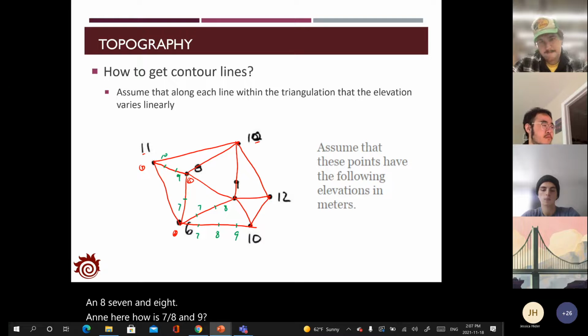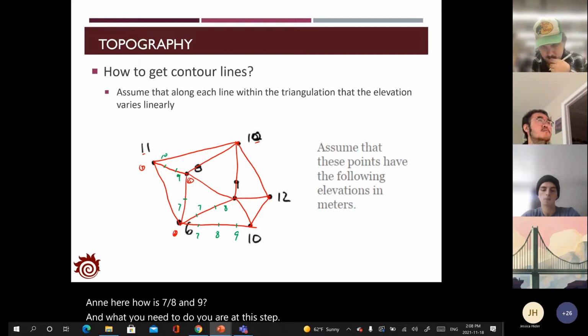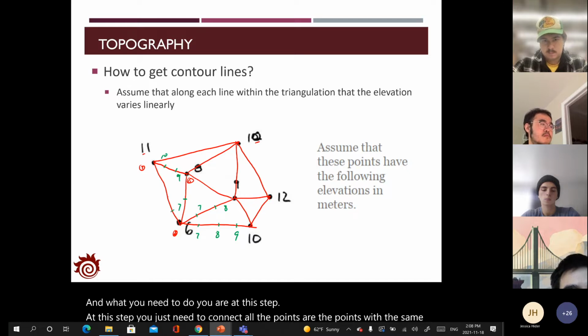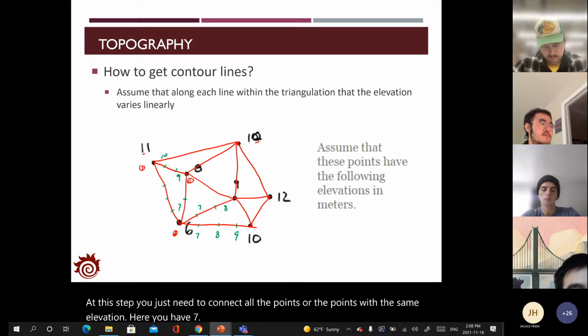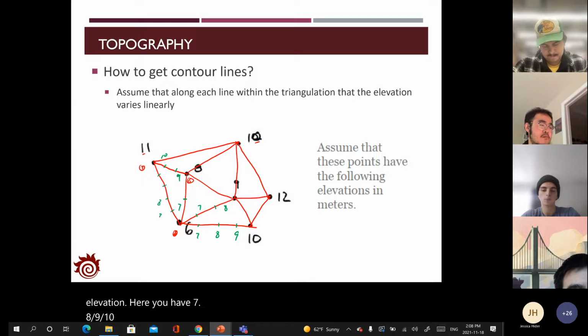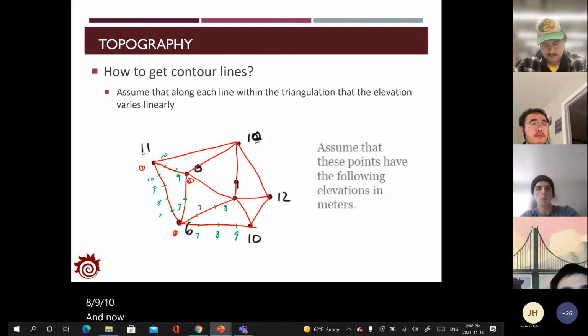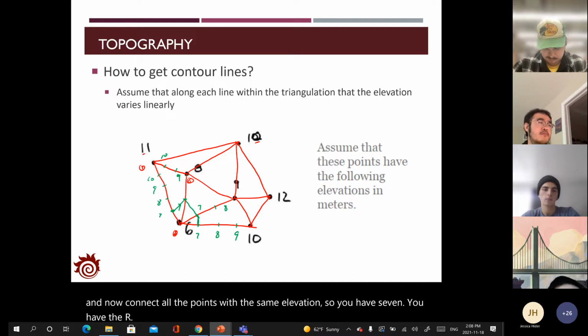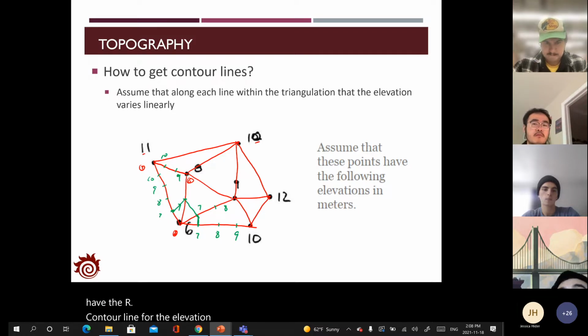And what you need to do at this step is just connect all the points with the same elevation. Here you have 7, 8, 9, 10. And now connect all the points with the same elevation. So you have the contour line for the elevation of 7. You have the contour line for the elevation of 8.